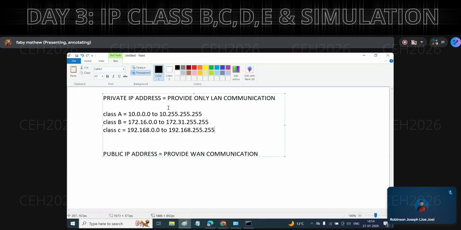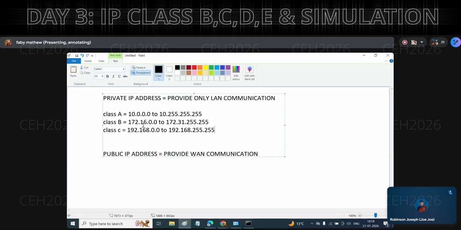Class A: 10.0.0.0 to 10.255.255.255. In between all these IP addresses, this is the network ID, this is the broadcast address. So all the IP addresses in between, if anyone is using them, are private IP addresses.